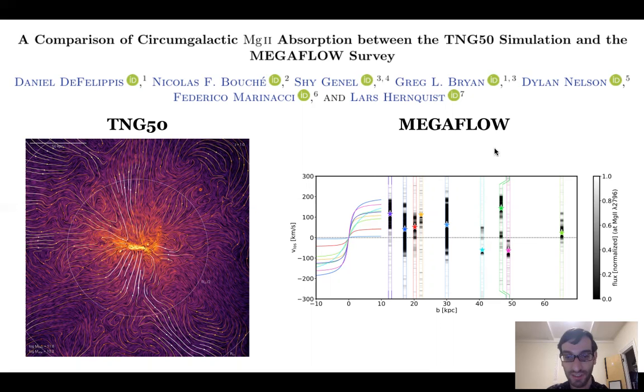So this particular subset of MEGAFLOW observations has sightlines that pass near the major axis of their associated galaxies and probe magnesium-2 gas that, as shown by this plot, is rotating in the same direction as the galaxy. So my previous work on angular momentum and rotation in the CGM using Illustris and IllustrisTNG therefore motivates me to see if the kinematics of this observed gas are also found in this high-resolution cosmological simulation.